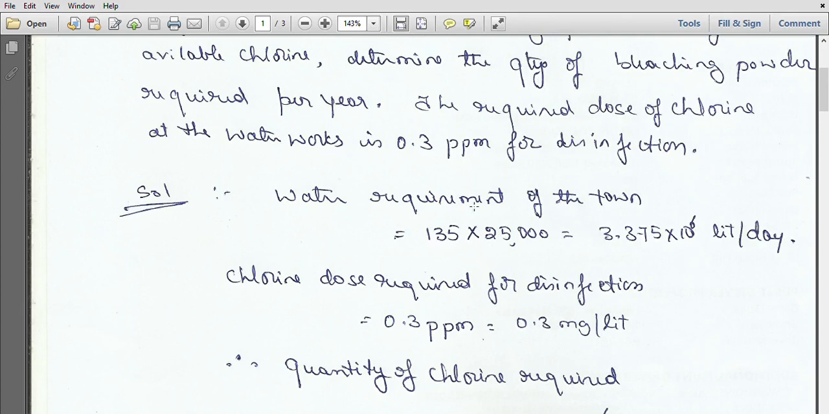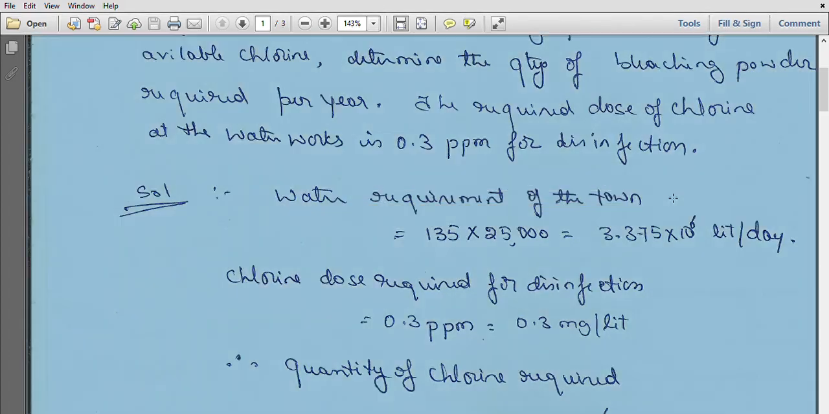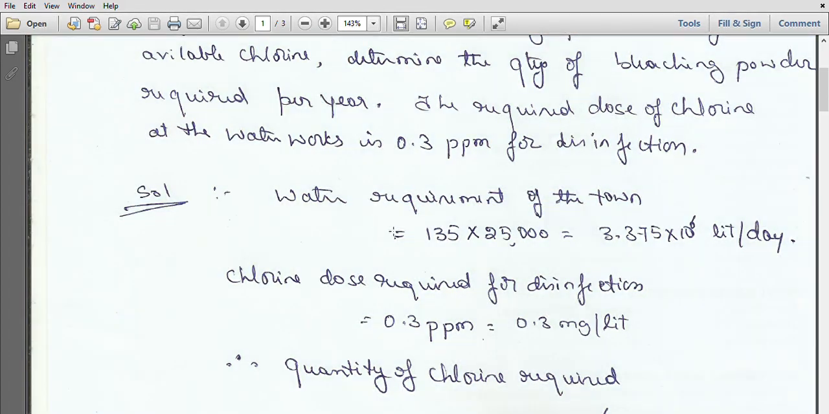Solution we are going to see. What is the water requirement for the town? The water requirement for a town is 135, that is a per capita demand. And what is the population? 25,000. 135 into 25,000. That is 3.375 into 10 raised to 6 liters per day. This is a very simple calculation. The demand of the water and the population.